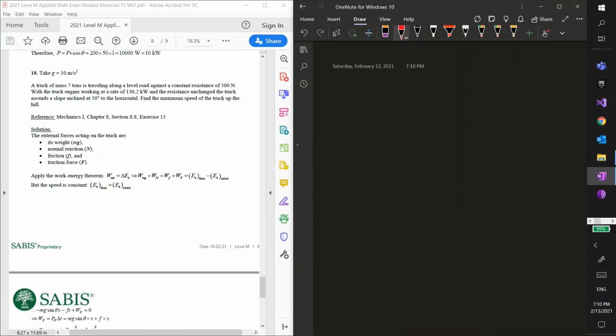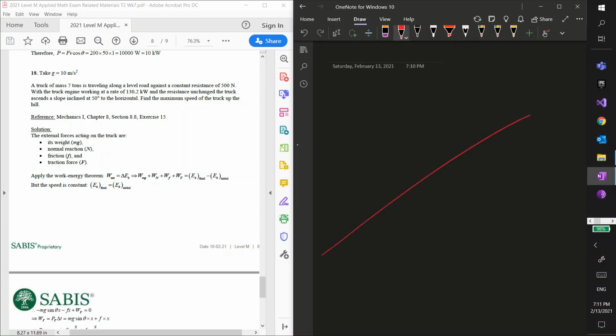Okay, so question 18. A truck of mass 7 tons is traveling along a level road with a constant resistance of 500 newtons, and the truck's engine is working at 130.2 kilowatts. So the truck is moving on a flat road right now. All of a sudden, the truck ascends a slope inclined at 50 degrees. So the truck was moving here, and all of a sudden, it starts climbing the incline.